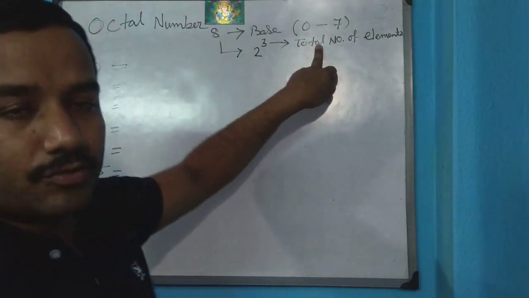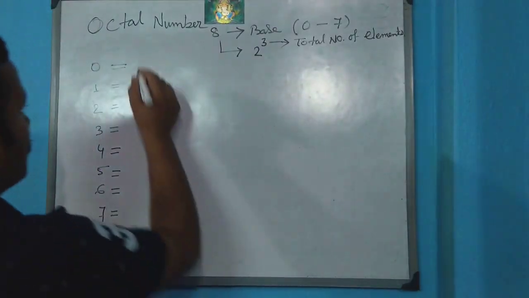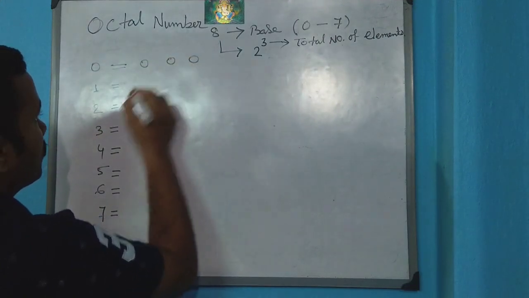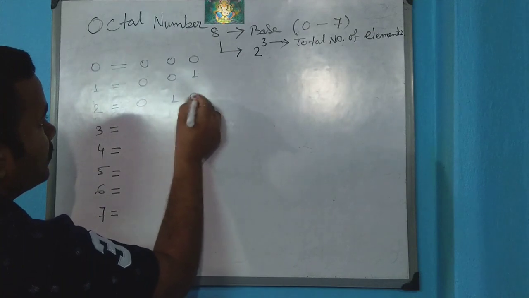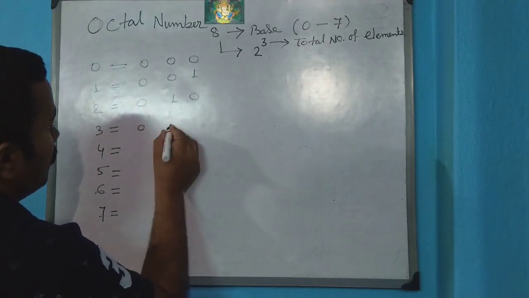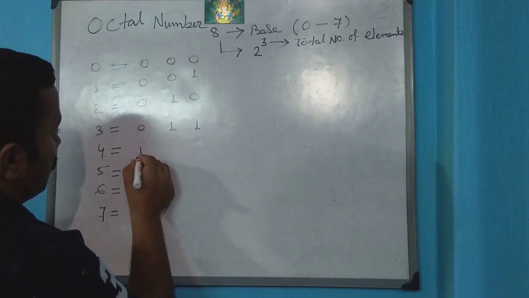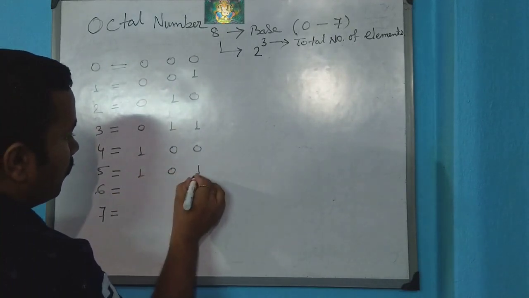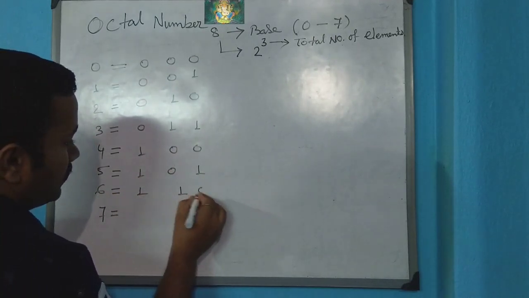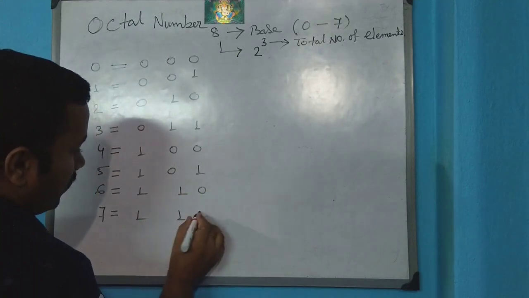Total number of elements 3, that means 0, 0, 0, 0, 0, 0, 1, 0, 1, 0, 0, 1, 1, 1, 0, 0, 1, 0, 1, 1, 1, 0, 1, 1, 1.